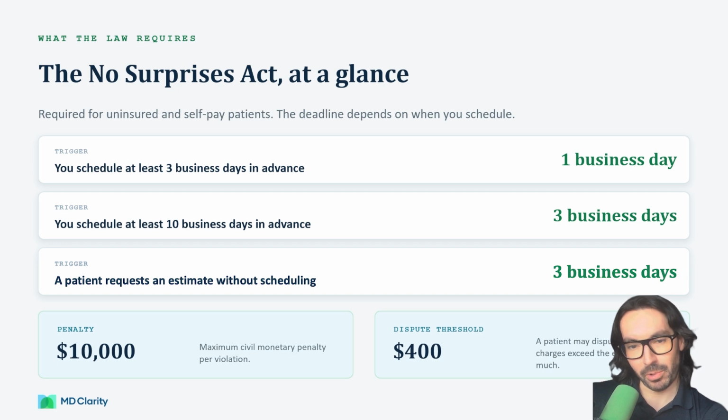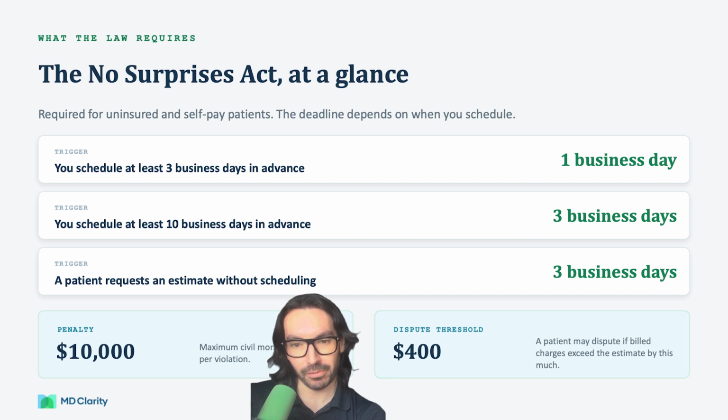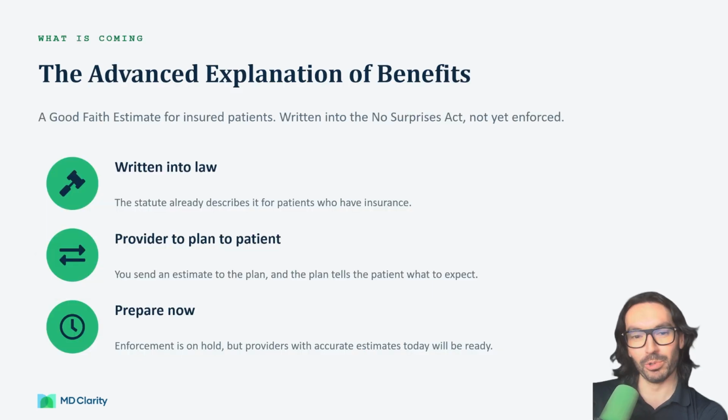2 numbers are worth memorizing here. The penalty for non-compliance runs up to $10,000 per violation, and a patient can formally dispute the bill if the final charges come in $400 or more above the estimate. So a low estimate creates real financial exposure on top of the damage it does to trust. And the rules are still moving.